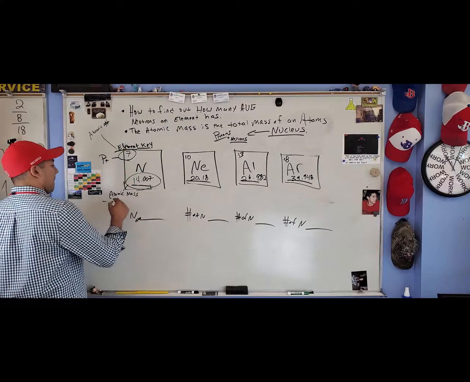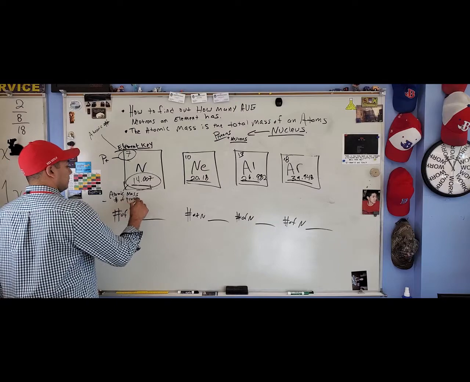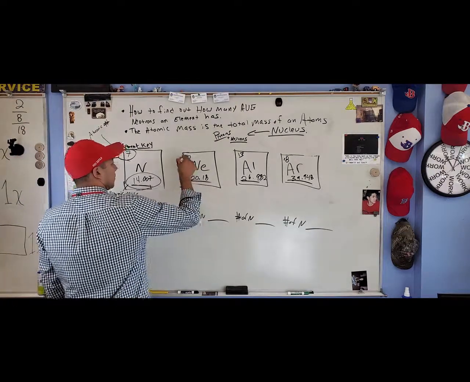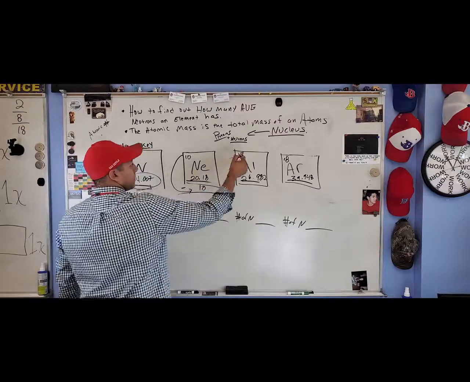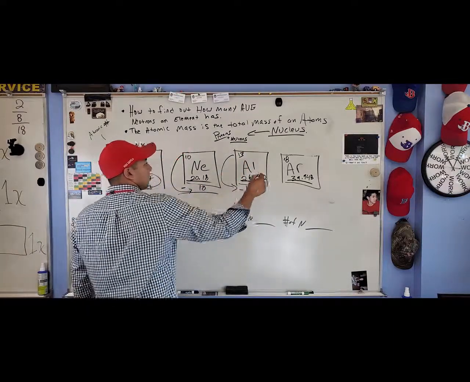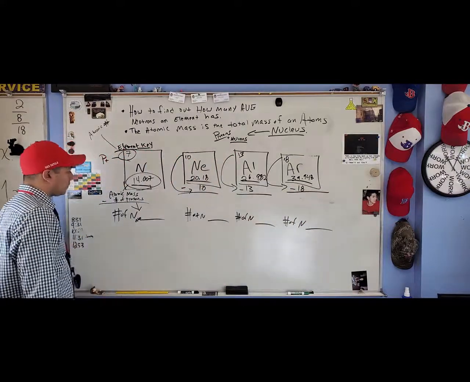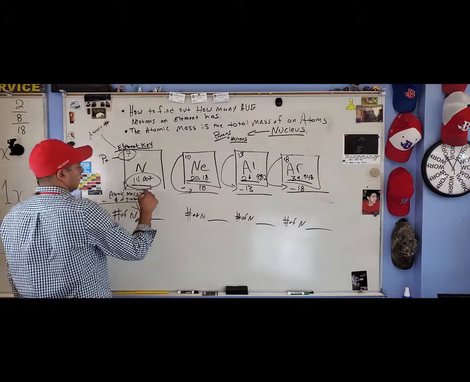I'm setting up my equation. You take the atomic number and you subtract it from the atomic mass. And so all I did was write on the element key. I drop the number below and I subtract the atomic number from the atomic mass and I get a number. That number is how many average neutrons.